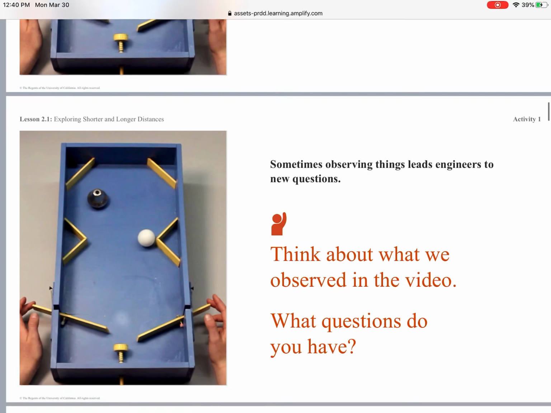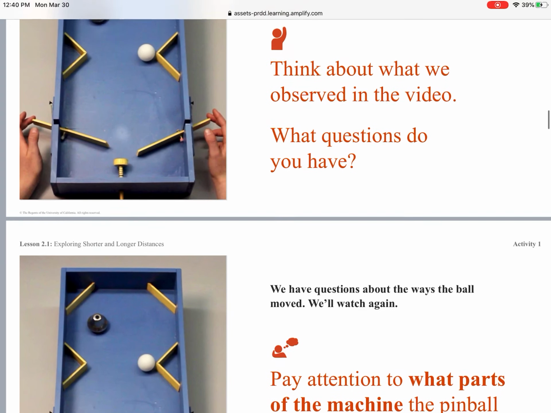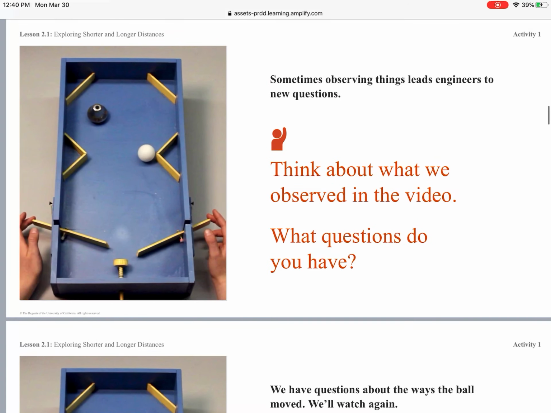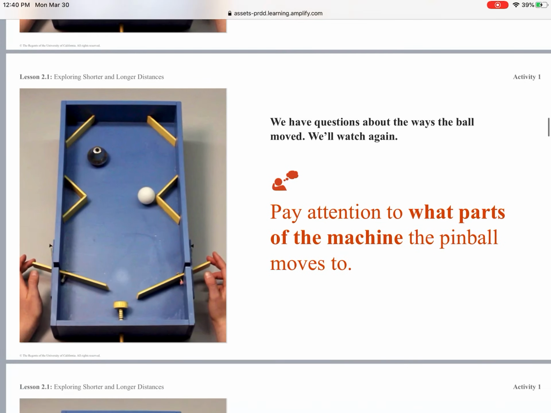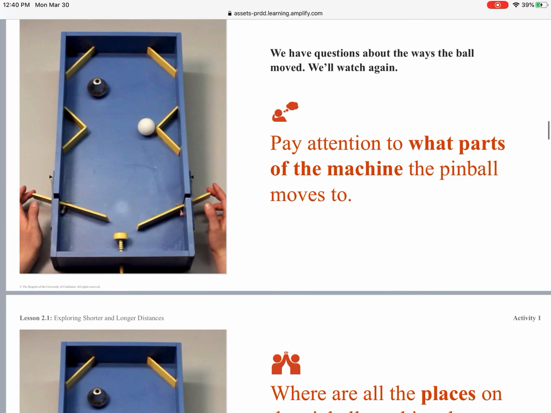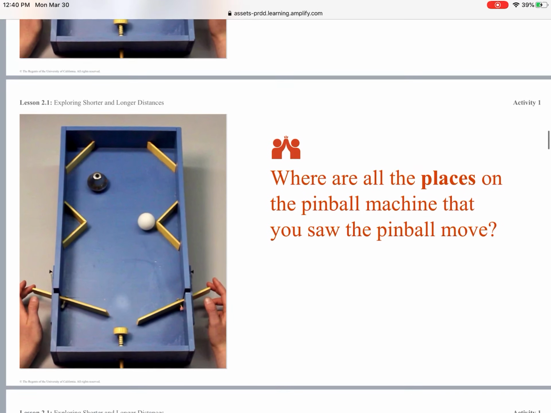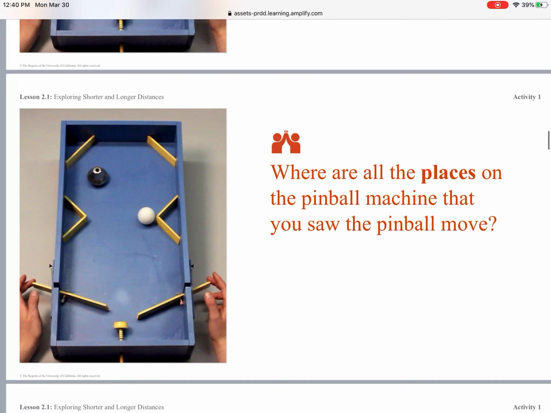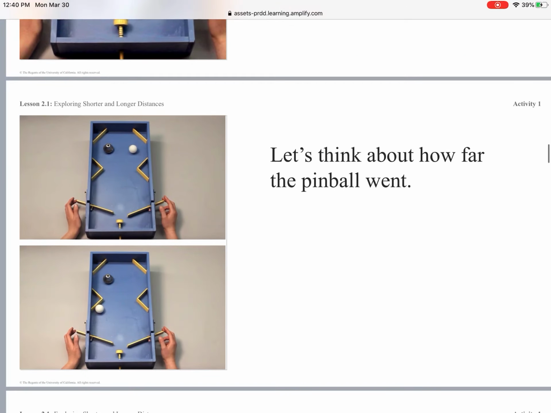Okay, so what do we think about what we observed in the video? What questions do you have? You have to tell me what you saw, and whether you have any questions about the video. Now pay attention to what parts of the machine the pinball moves. So what part of the machine is moving? Where are all the places on the pinball machine that you saw the pinball move?